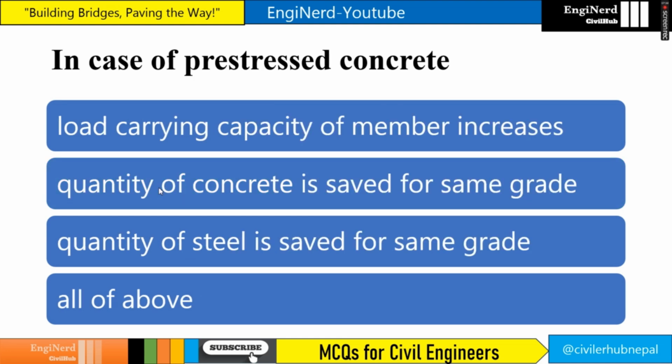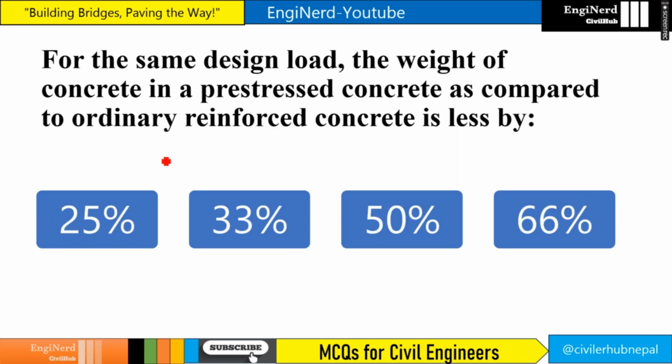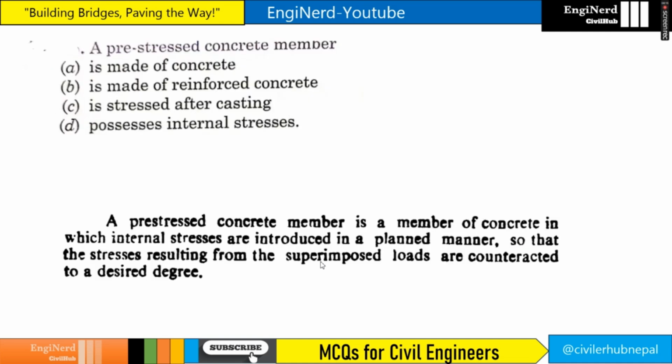In case of pre-stressed concrete, the load carrying capacity of the member increases, the quantity of concrete is saved for the same grade, the quantity of steel is saved for the same grade, all of the above. So all are correct, right? For the same design load, the weight of concrete in pre-stressed concrete as compared to ordinary reinforced concrete is less by 50%.